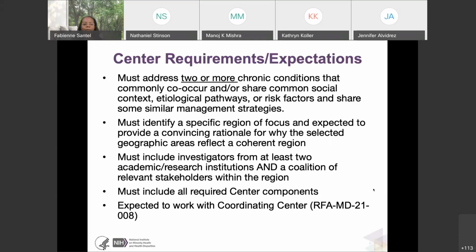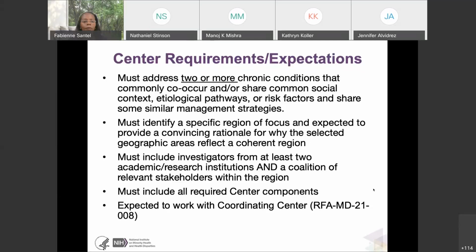So some of the requirements or expectations for the center. The centers must address 2 or more chronic conditions that commonly co-occur and/or share common social contexts, etiological pathways, or risk factors, and may share some similar management strategies. Centers must identify a specific region of focus and are expected to provide a convincing rationale for why the selected geographic areas reflect a coherent region.